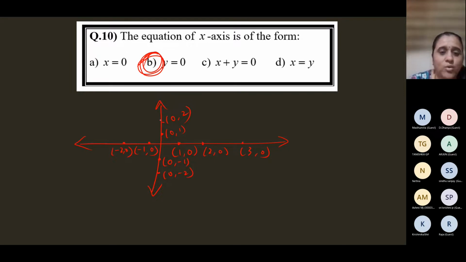Look at the points on the y-axis. On the y-axis, the x coordinate is always 0. See here 0, 2, 0, 1, 0, minus 1. So x is equal to 0 is the equation of the y-axis. Y is equal to 0 is the equation of the x-axis.